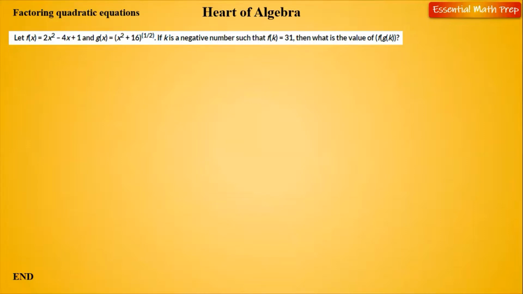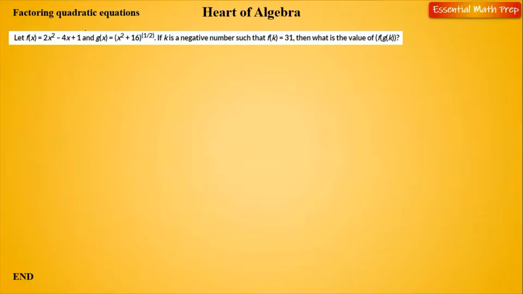We have two expressions, f of x and g of x. The question states, if k is a negative number such that f of k equals 31, then what's the value of f of g of k? First we need to figure out what k is. Why is that? You'll see.